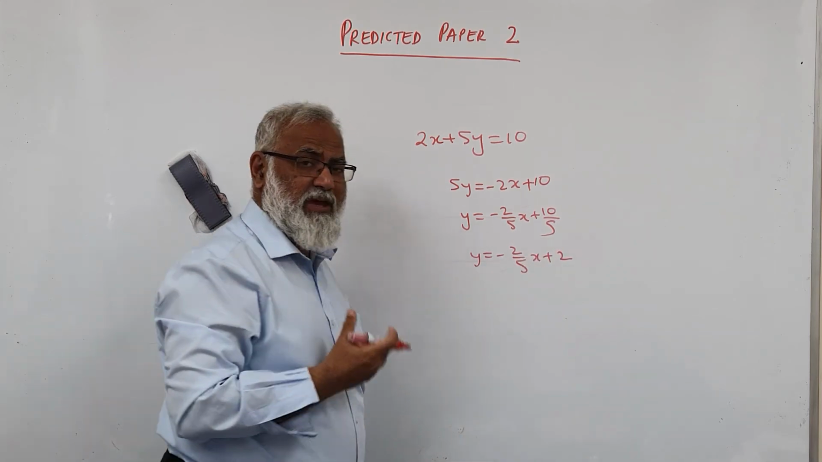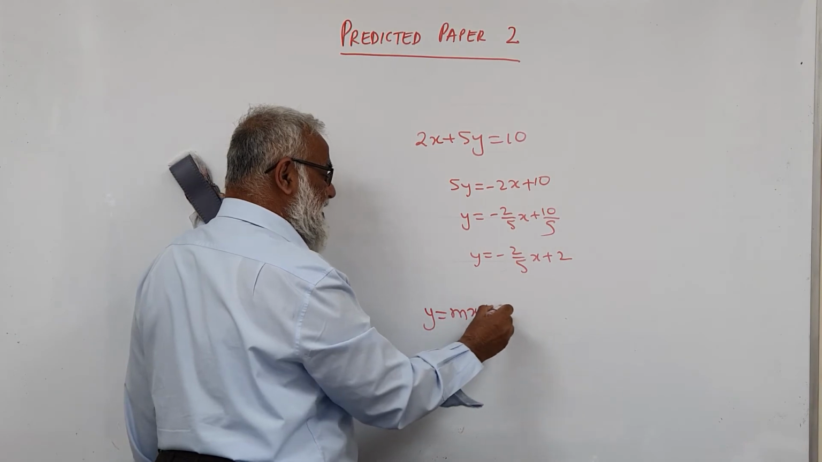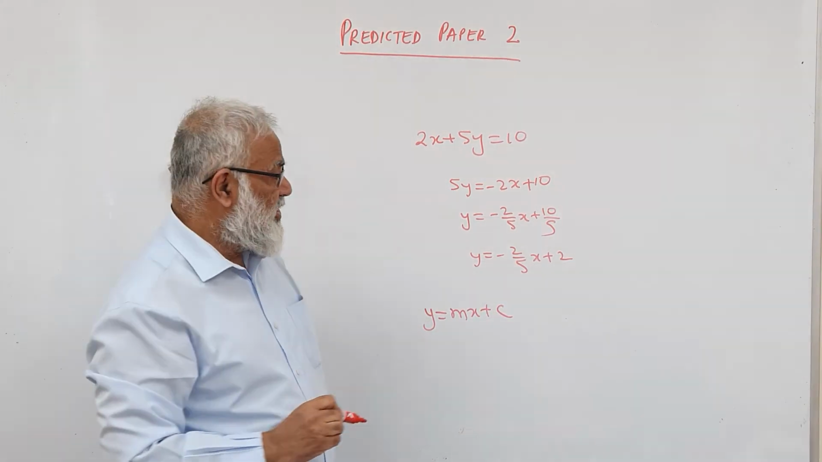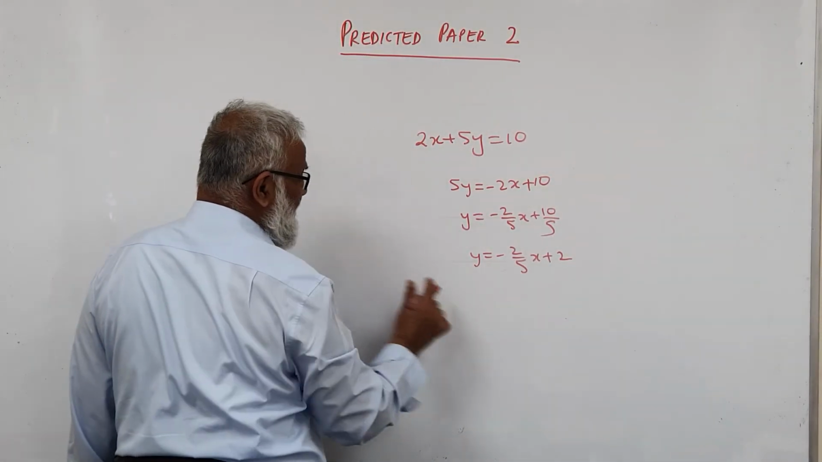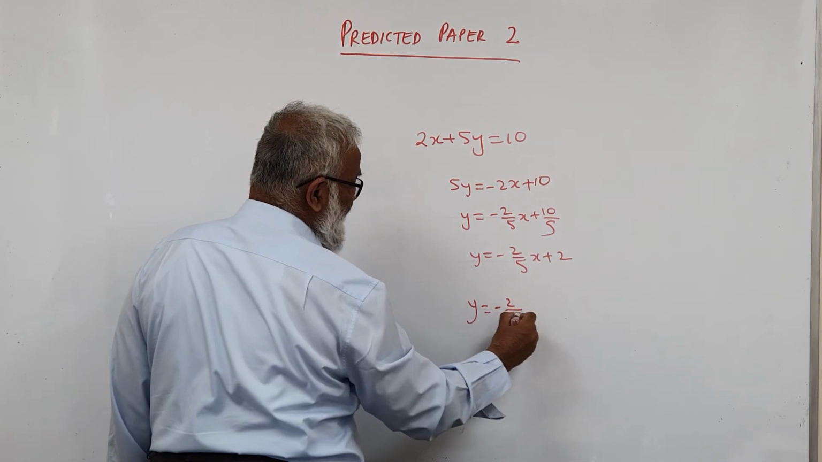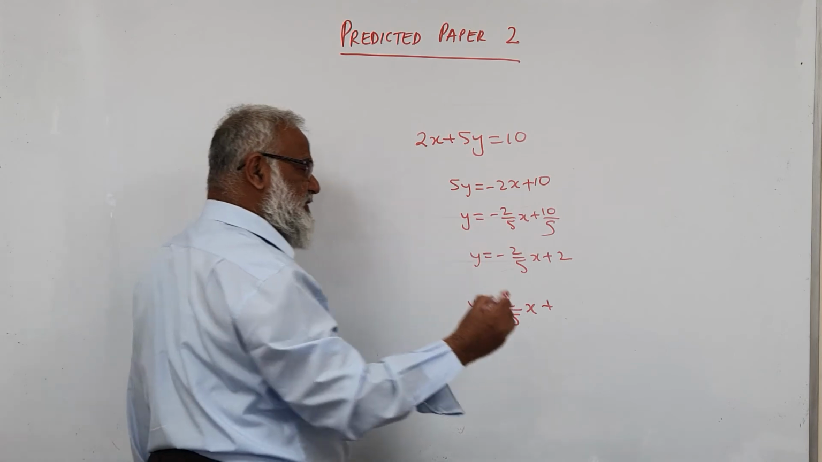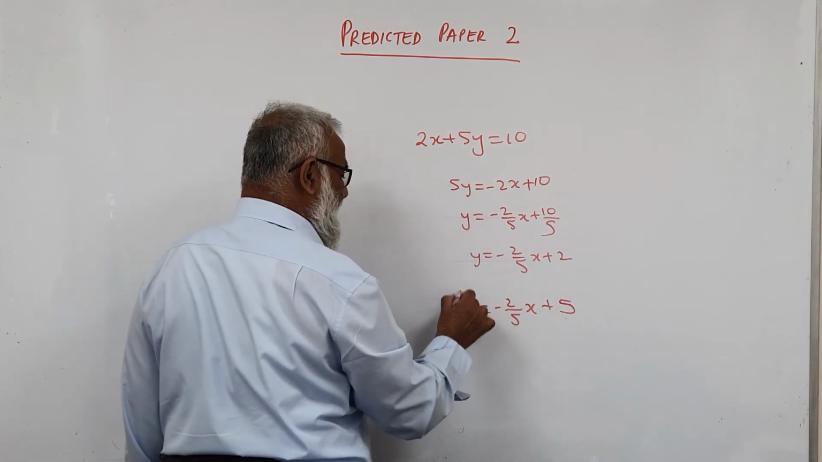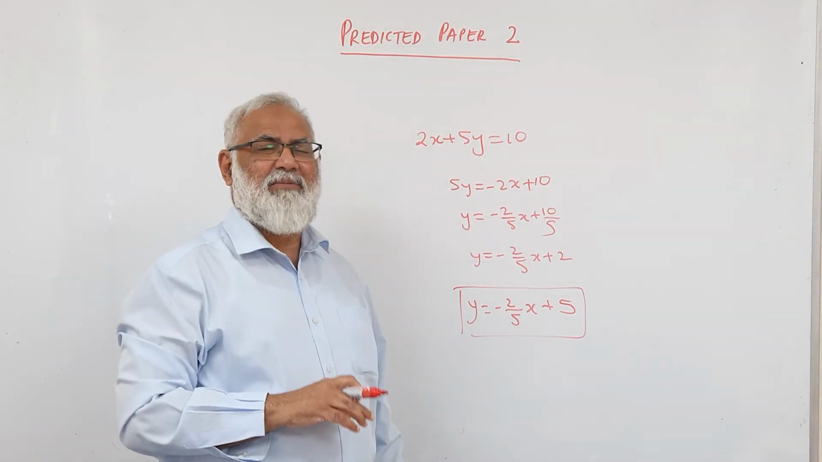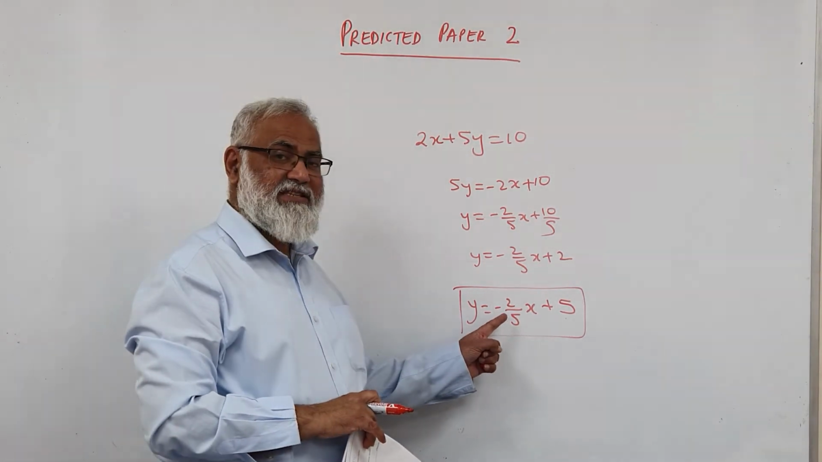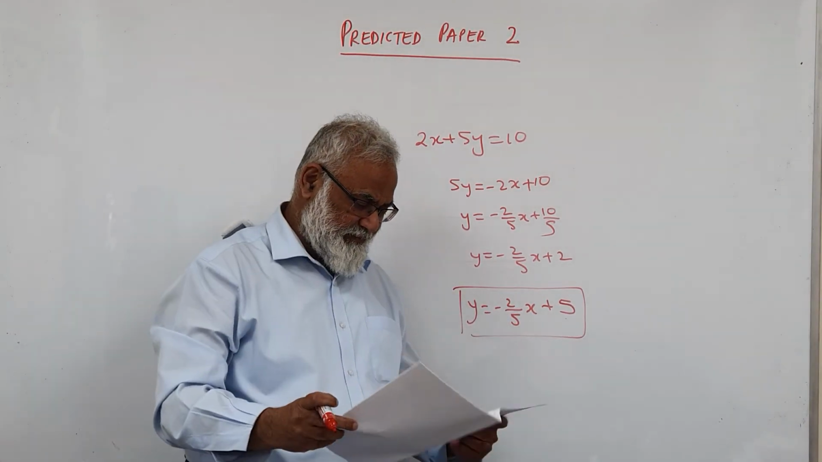What I did, I made y the subject. Why? The reason is because I know the equation is given by the formula y equals mx plus c. So if I want to make a parallel line, what will I do? I will make another line, y equals minus 2 over 5x, exactly the same, but just change this number. Any number, write down 3, 4, 5, 6, whatever the number. And that line is parallel to this one, because parallel lines have the same gradient. So I'm writing the same number here.